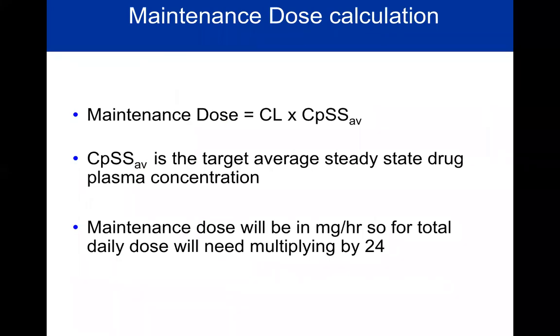Maintenance dose calculation equals clearance multiplied by steady state plasma concentration. The maintenance dose will be in milligram per hour. So for total daily dose, we'll need to multiply by 24 hours.